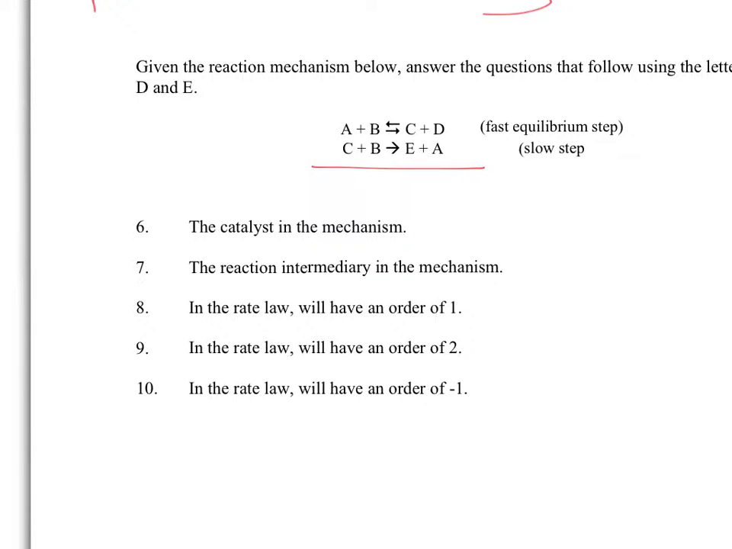So this is still the same. All right, so A cancels out, C cancels out, giving us 2B. Same thing as it was. Questions are a little different. Blank is the catalyst. A, the reaction intermediary. C, in the rate law, it will have an order of 1. What? That's not even possible. Cancel out.